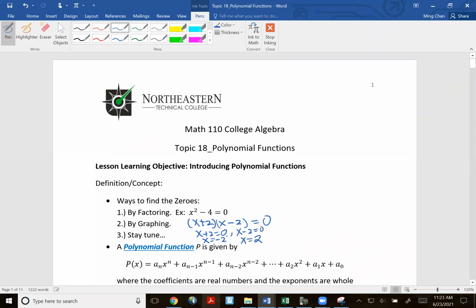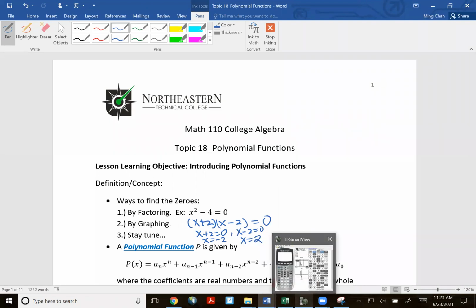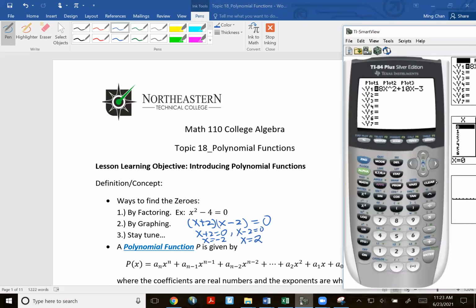Okay, so these are not x-intercepts. Well, they are also x-intercepts too. But right now, if I ask you to find the zeros of a function, you don't have to put them in ordered pairs. Let me show you where it is on the graphing calculator: x squared minus 4.